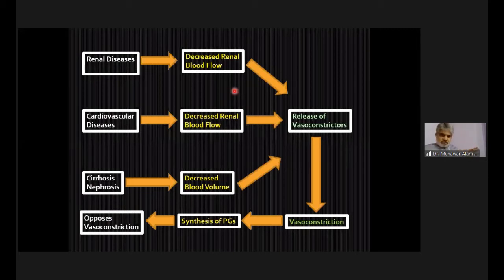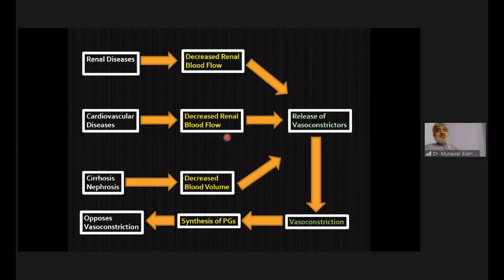What is the problem? For example, this is the renal disease. Yesterday somebody was talking about kidney problem, that is the renal disease, or there is a cardiovascular disease. अब renal disease में क्या होता है? Definitely there is renal blood flow decrease हो जाएगा. There is a decrease in the renal blood flow. Cardiovascular disease में क्या हो गया? Again there is decreased blood supply to the kidney, so there is decreased renal flow. Cirrhosis of the liver में क्या होता है?